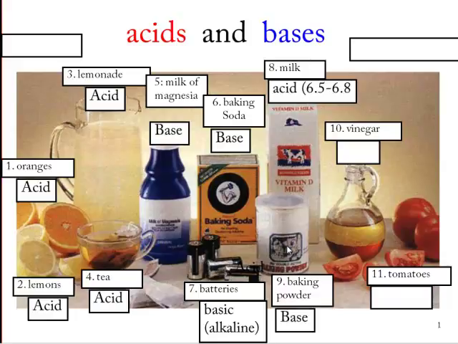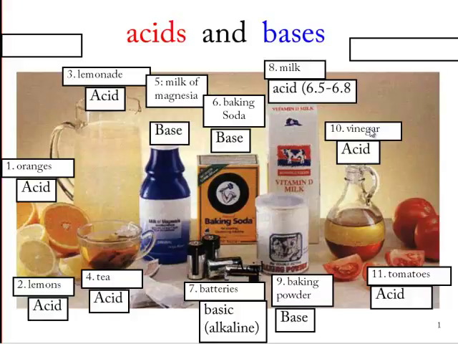once again, it does not contain the OH- directly in its chemical structure. It's masking it, really. Vinegar, that one you probably know. That's a 5% acetic acid solution in water. And tomatoes, like the other fruits we've mentioned earlier, are weakly acidic.